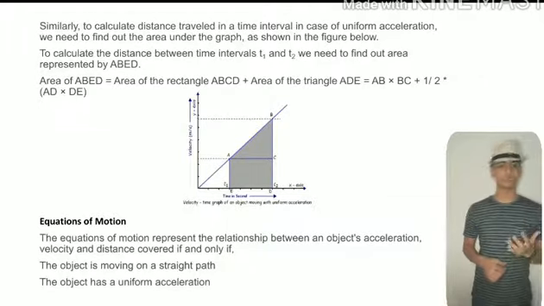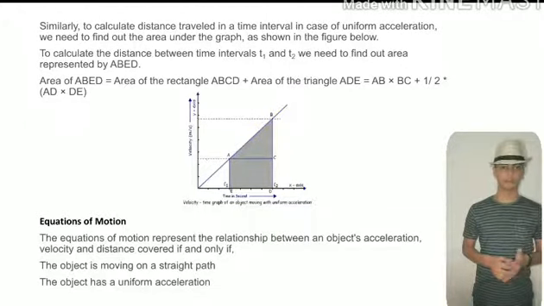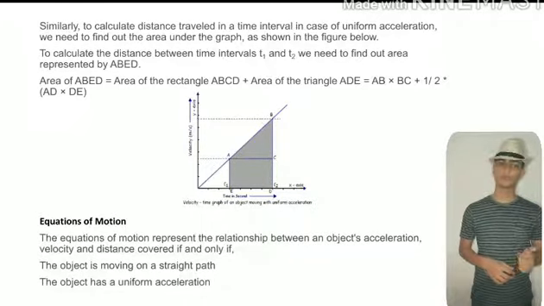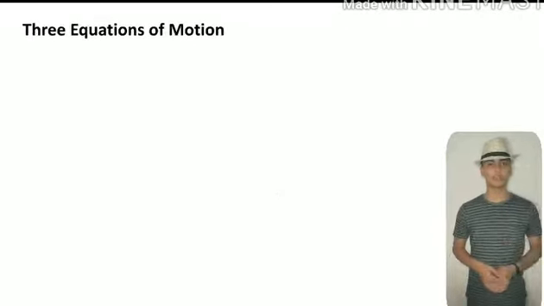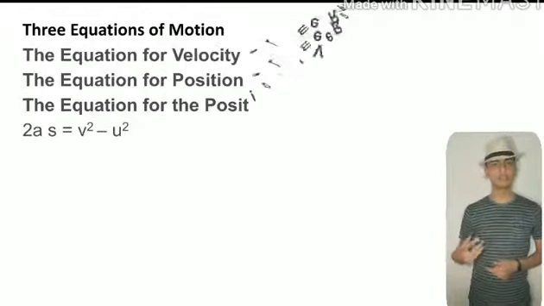Now knowing about the equations of motion. The equations of motion represent the relationship between an object's acceleration, velocity and distance covered if and only if, first, the object is moving on a straight path, and second, the object has a uniform acceleration. Now, knowing about the three equations of motion, let us quickly see the formulas.